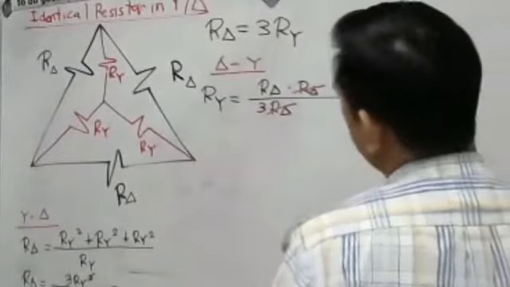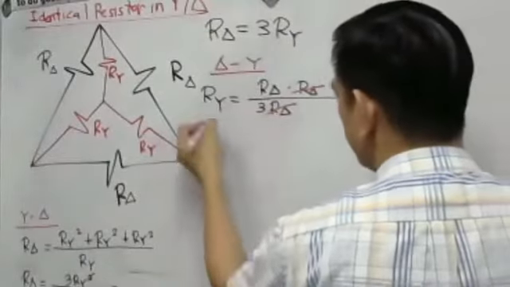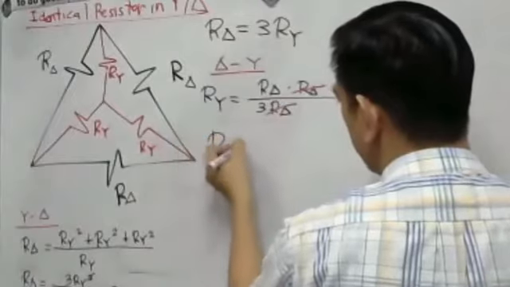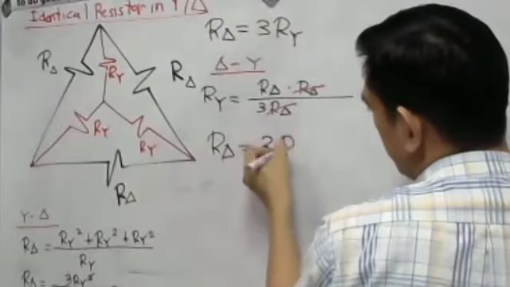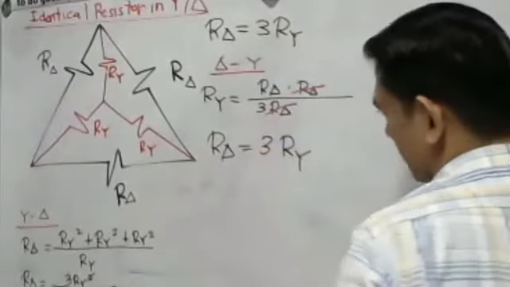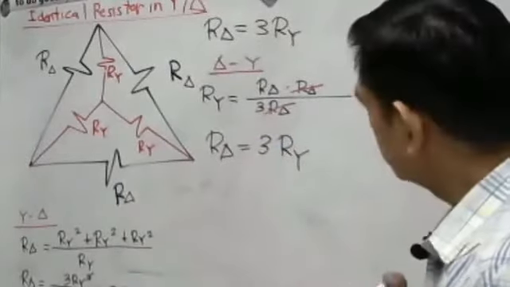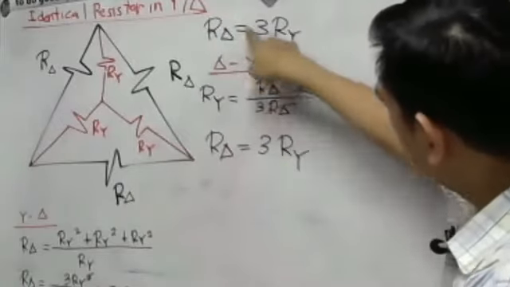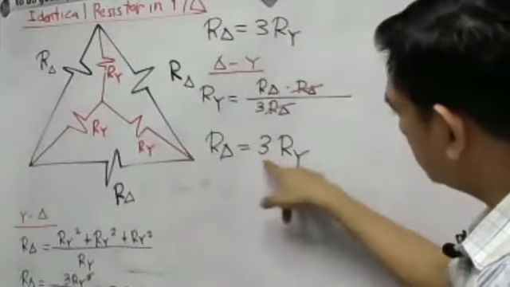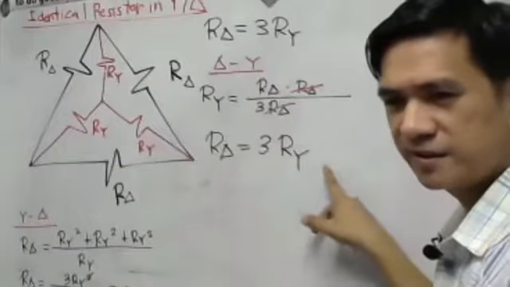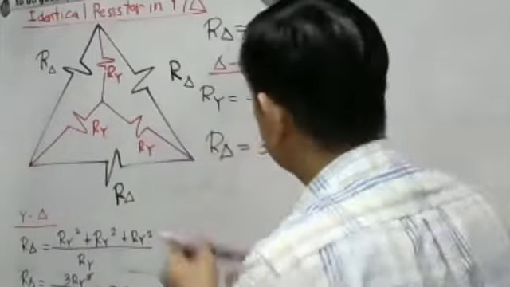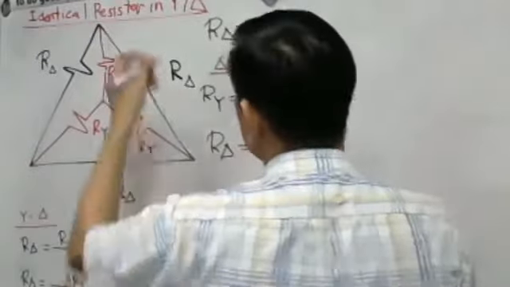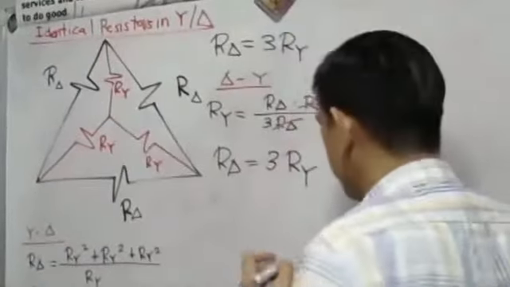So, ganun na lang mangyayari dyan, ha, mga kawerpa. So, what will happen now to our R delta? Let us cross-multiply our 3. So, therefore, that's equal to 3R sub Y. So, they are just the same, right? R delta is 3R sub Y. Okay, if we are given identical resistors, this is identical resistors in Y or delta.